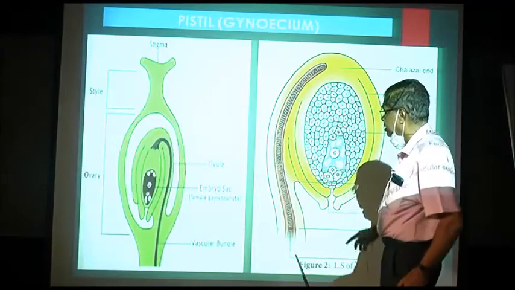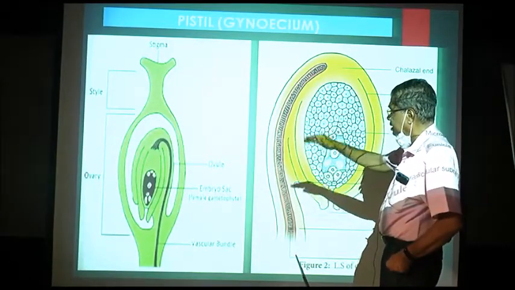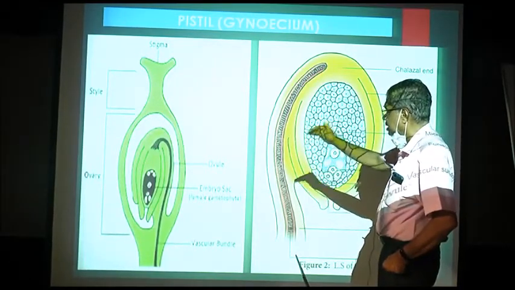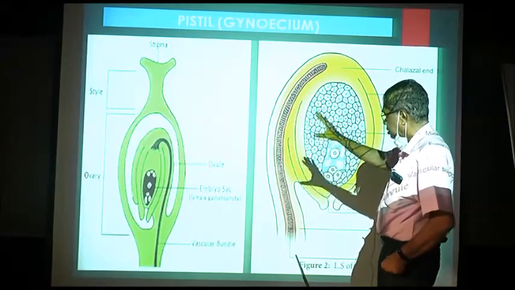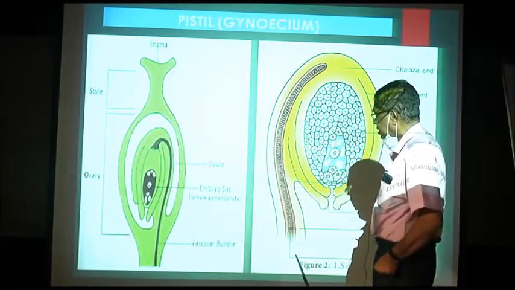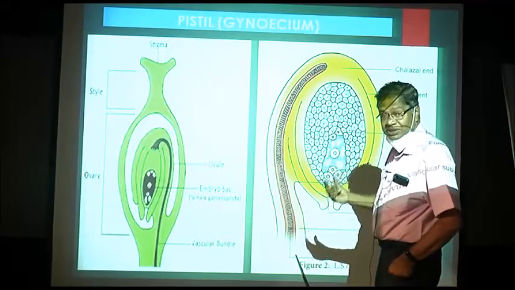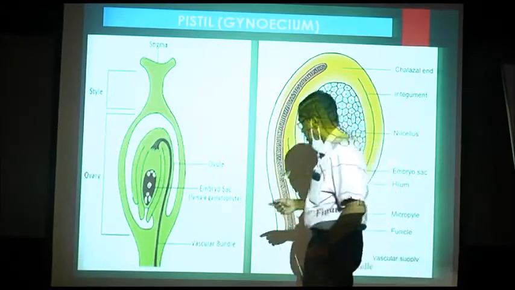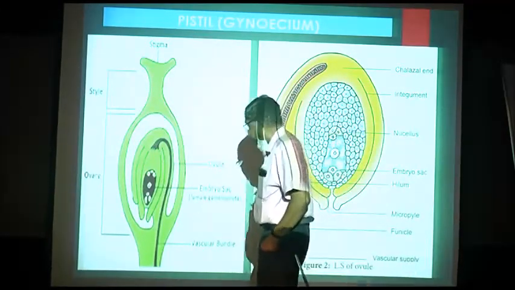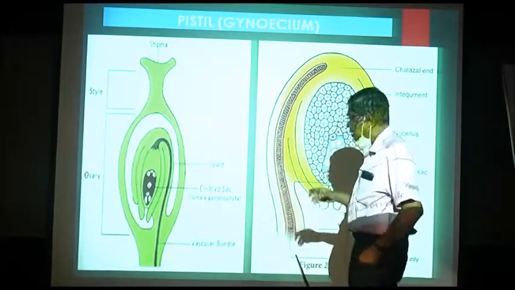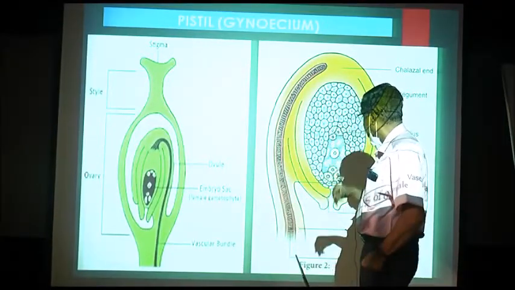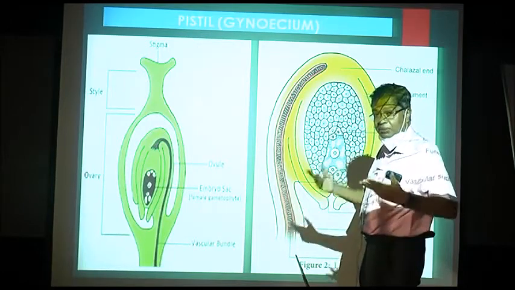Now let me repeat again. The gynoecium has ovary, style and stigma. The most important part is ovary. The ovary has a structure which is known as placenta, and to the placenta are attached ovules. There may be one ovule or many ovules.